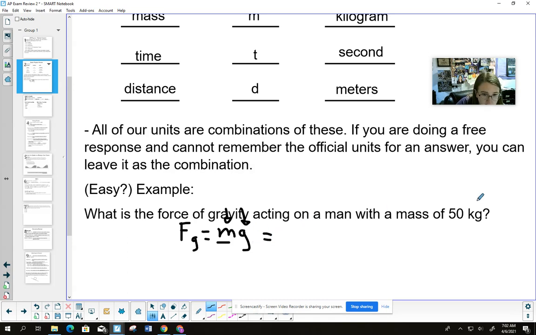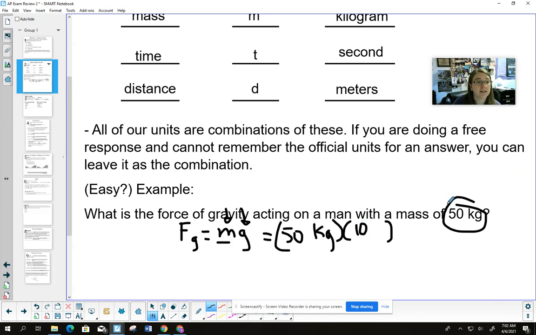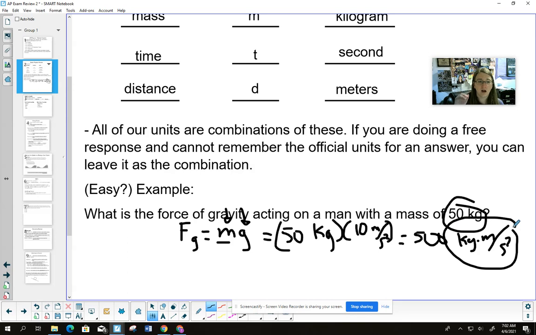So what we have here is 50 kilograms, that's the mass. Gravity is going to be 10. You do have to remember the units for this, but because it's acceleration, that's 10 meters per second squared. So what this becomes is 500, 5 times 10, and then you can leave this as kilograms times meters per second squared. This is a newton. Again, a force, this would be 500 newtons.